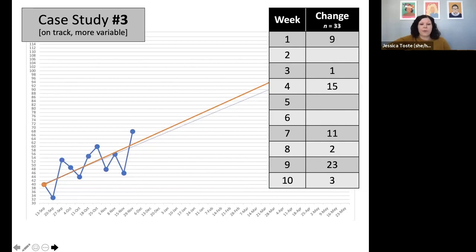In case study number 3, this was the student who over time was on track to meet their goal, and their data were more variable. So there were some weeks where we had no participants say that they would make any instructional adjustments, but in the other weeks we did have, in week number 4, right here, we had 15 participants say that they would make an instructional adjustment.